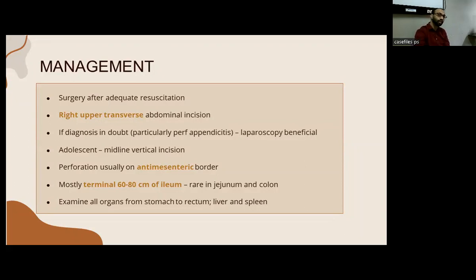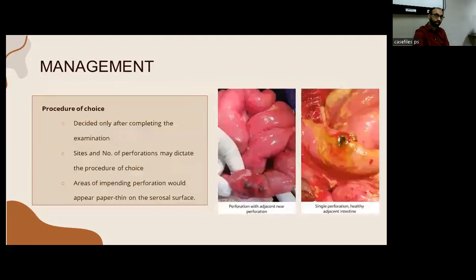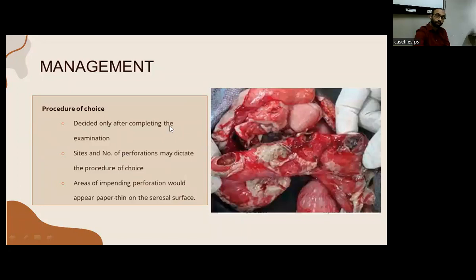It is important to examine all the organs from stomach to rectum, including the liver and spleen, for other associated features. The procedure of choice is decided only after complete examination of the abdomen, because the site and the number of perforations may dictate the procedure of choice, and areas of impending perforation will usually appear paper thin on the serosal surface. Here we see a single perforation with adjacent healthy intestine. Here we see a double perforation with adjacent healthy intestine, but it could vary from this to even this picture, where we can see multiple perforations with an almost completely diseased intestine.